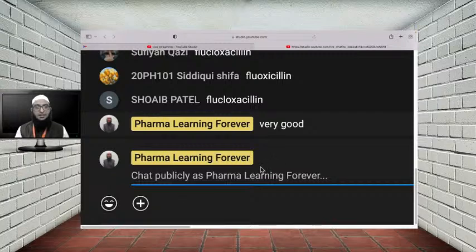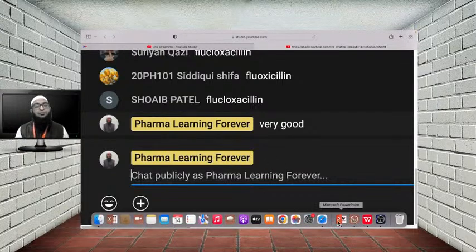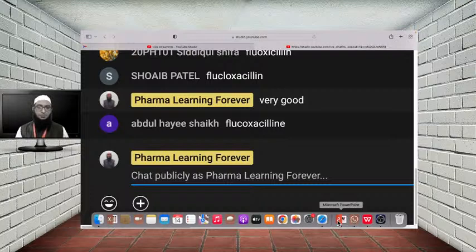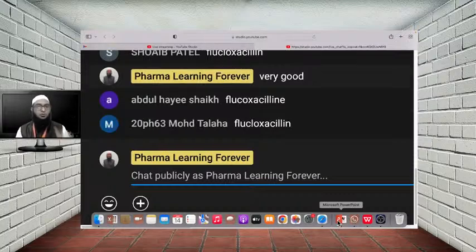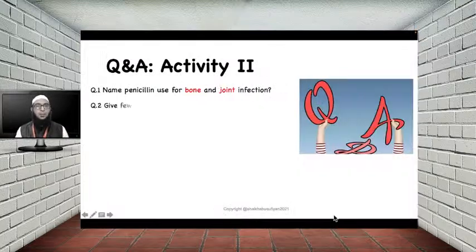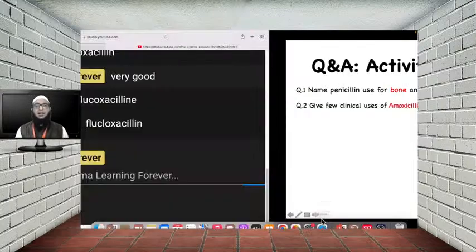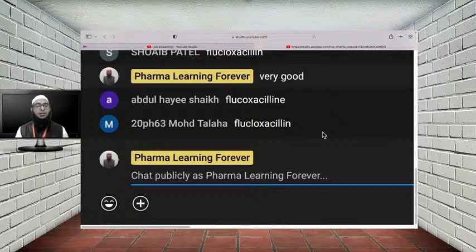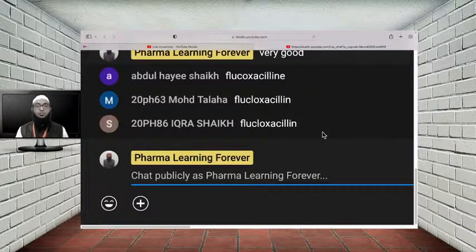So flucloxacillin is used in case of joint and bone infection. It is a little difficult to treat because the infection is in a joint, which is a deeper part of the body. Even bone is a deeper part of the body. So you are using the penicillin which has a very good spectrum of activity. Okay. Give a few clinical uses of amoxicillin. So we have seen that amoxicillin has many clinical and therapeutic uses. Please let us know what are a few clinical uses of amoxicillin. I expect at least 2-3 clinical uses of amoxicillin in this chat.